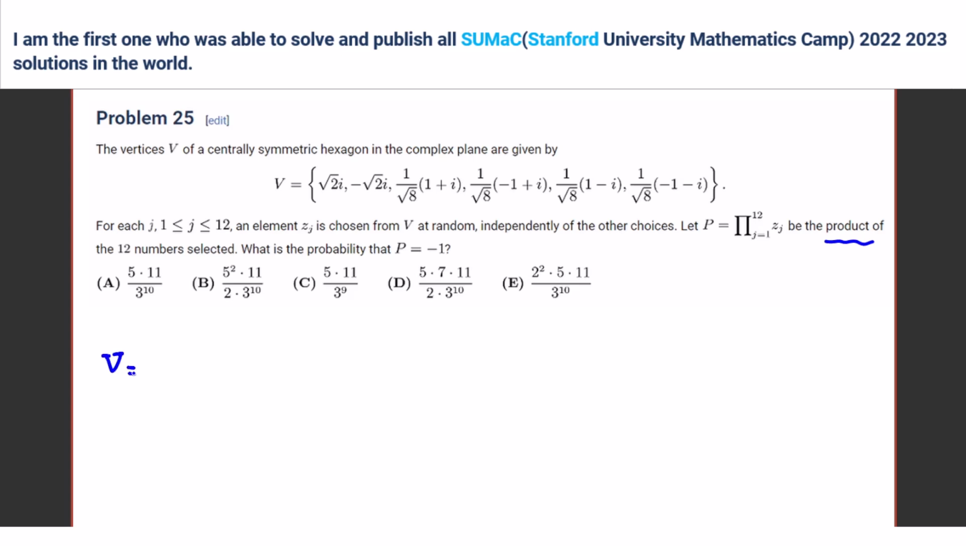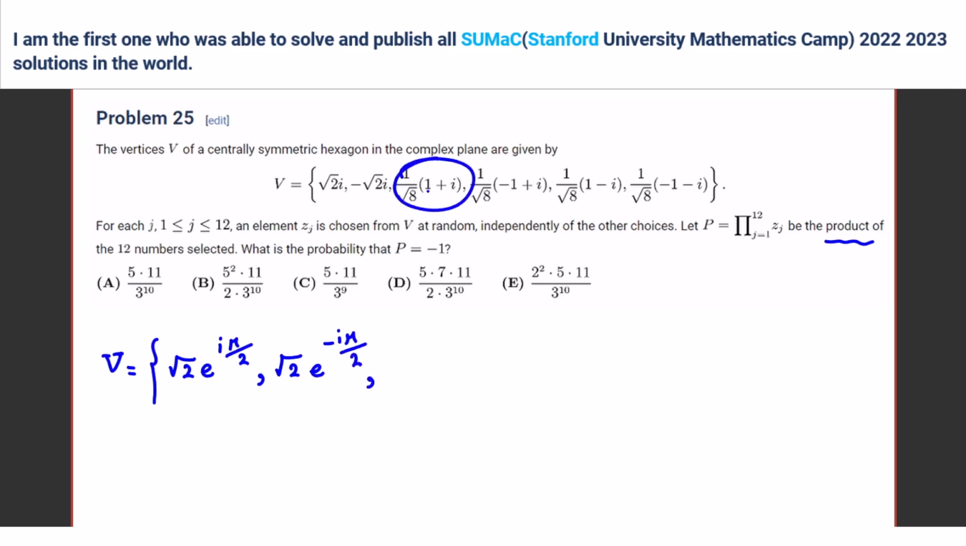So let's write in polar form. The first one is what? It's square root of 2 e to the... e to the i pi over 2, right? Yeah, e to the i pi over 2. Exactly. What about this one? Square root of 2 e to the i negative pi over 2.